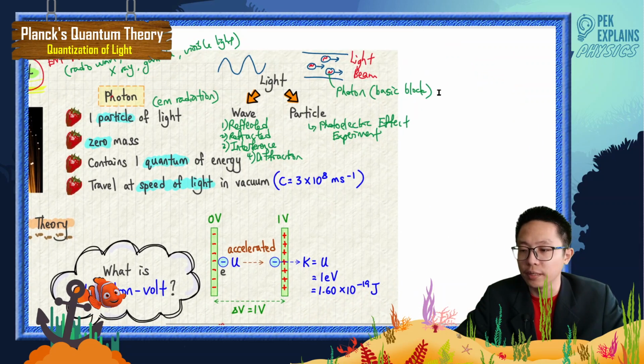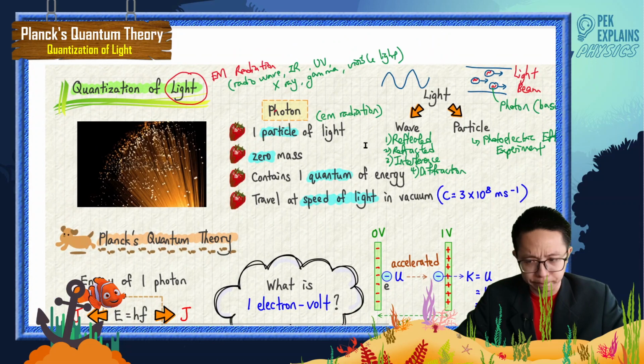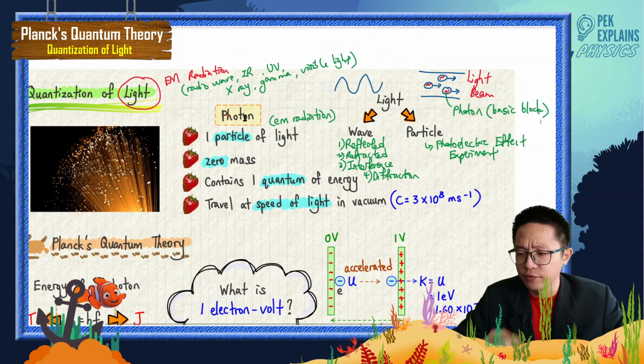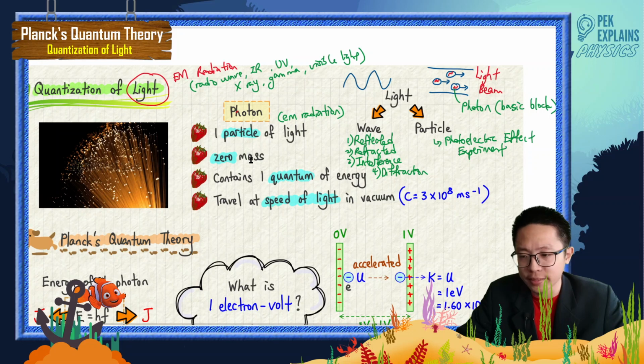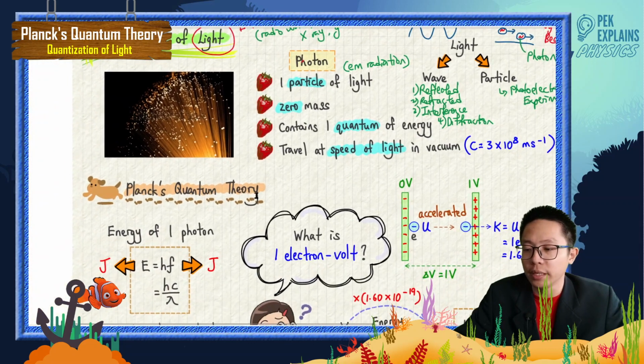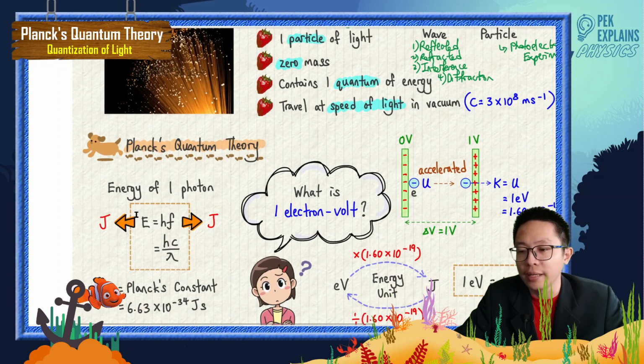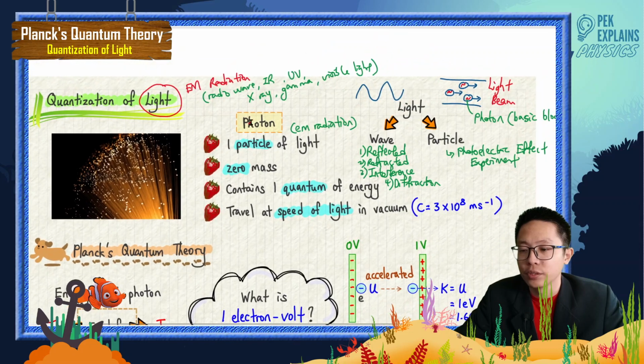We will talk about that later. First of all, a photon is the smallest particle of light. It has no mass at all, zero mass, but it has a lot of energy. This photon contains one quantum of energy. How much is the energy? We will learn in Planck's quantum theory how to calculate the energy of one photon, which is E equals hf. We will learn about that later. So a photon is one quantum of energy.